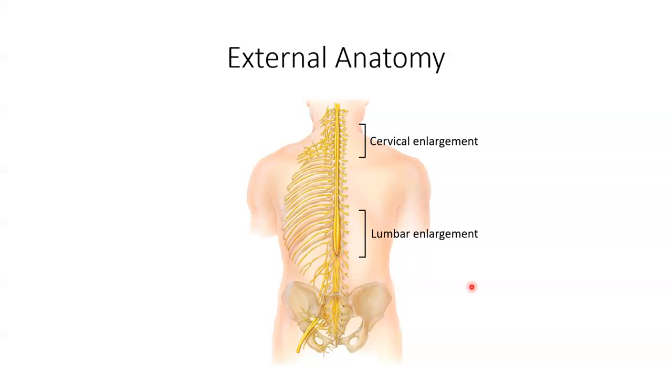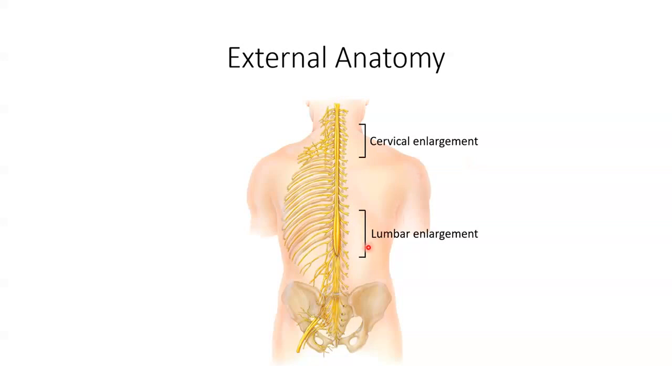Now, when the spinal cord is viewed externally, there are two sections within the spinal cord where it is obviously thicker. The first is the cervical enlargement. This is in the lower neck region. And nerves to and from the upper limbs arise from the cervical enlargement, which is why it is thicker in this area. So there's more sensory neurons coming from the upper limbs, and there's more motor neurons needing to go to those upper limbs.